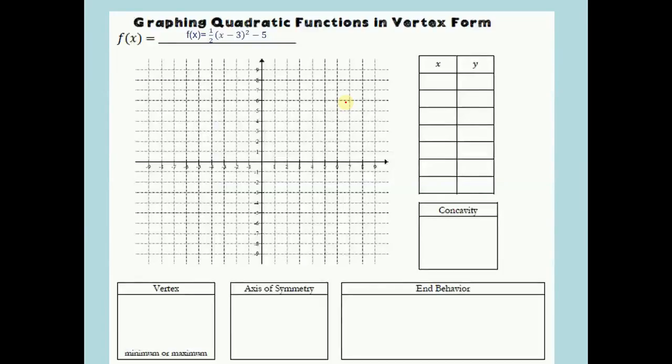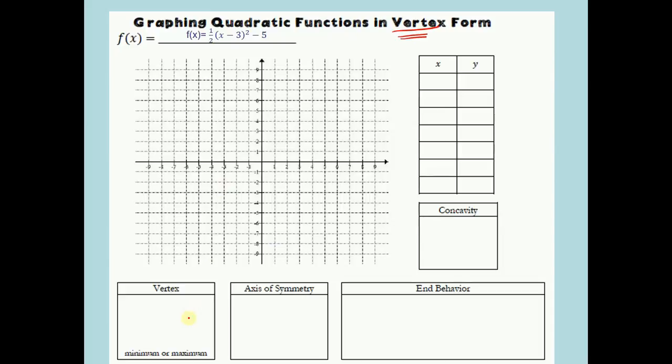Okay? So go ahead and grab that paper out for me. The one that says vertex form in the corner. You should find vertex form. Okay? So the equation we're going to do is f of x equals 1/2 times the quantity x minus 3 squared minus 5. So I'm going to first find my vertex.